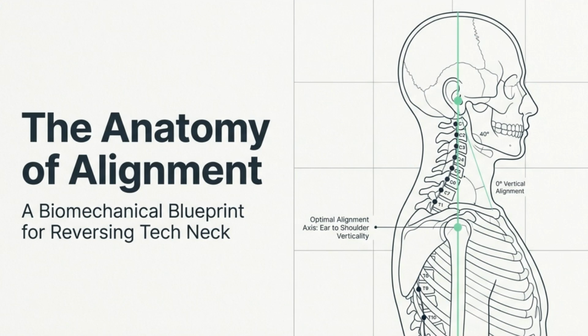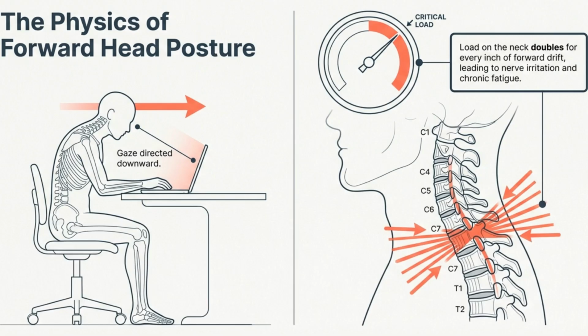Welcome to the Anatomy of Alignment, a biomechanical blueprint for reversing tech neck. This video will explore the anatomy of proper alignment and provide actionable steps to correct the common modern ailment known as tech neck. Forward head posture significantly increases the load on your neck, doubling it for every inch of forward drift. This excess load leads to nerve irritation and chronic fatigue.